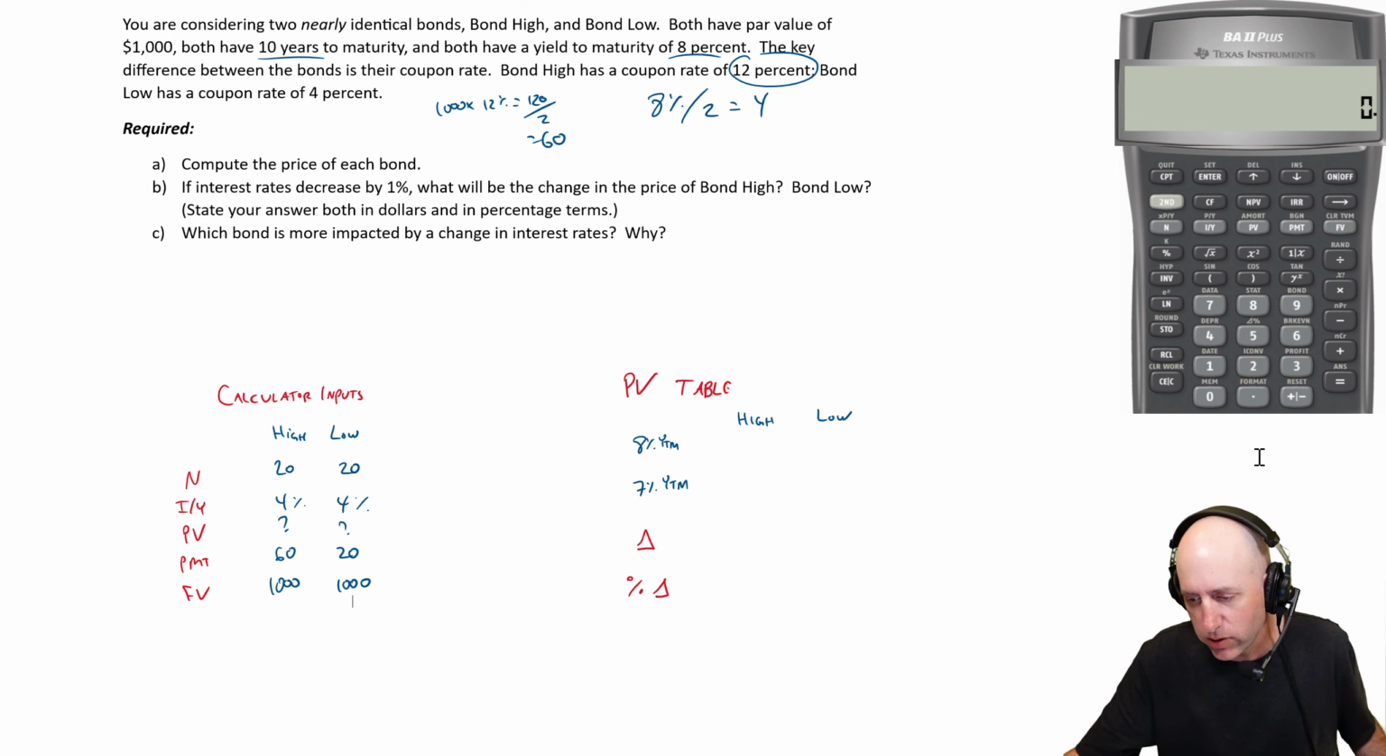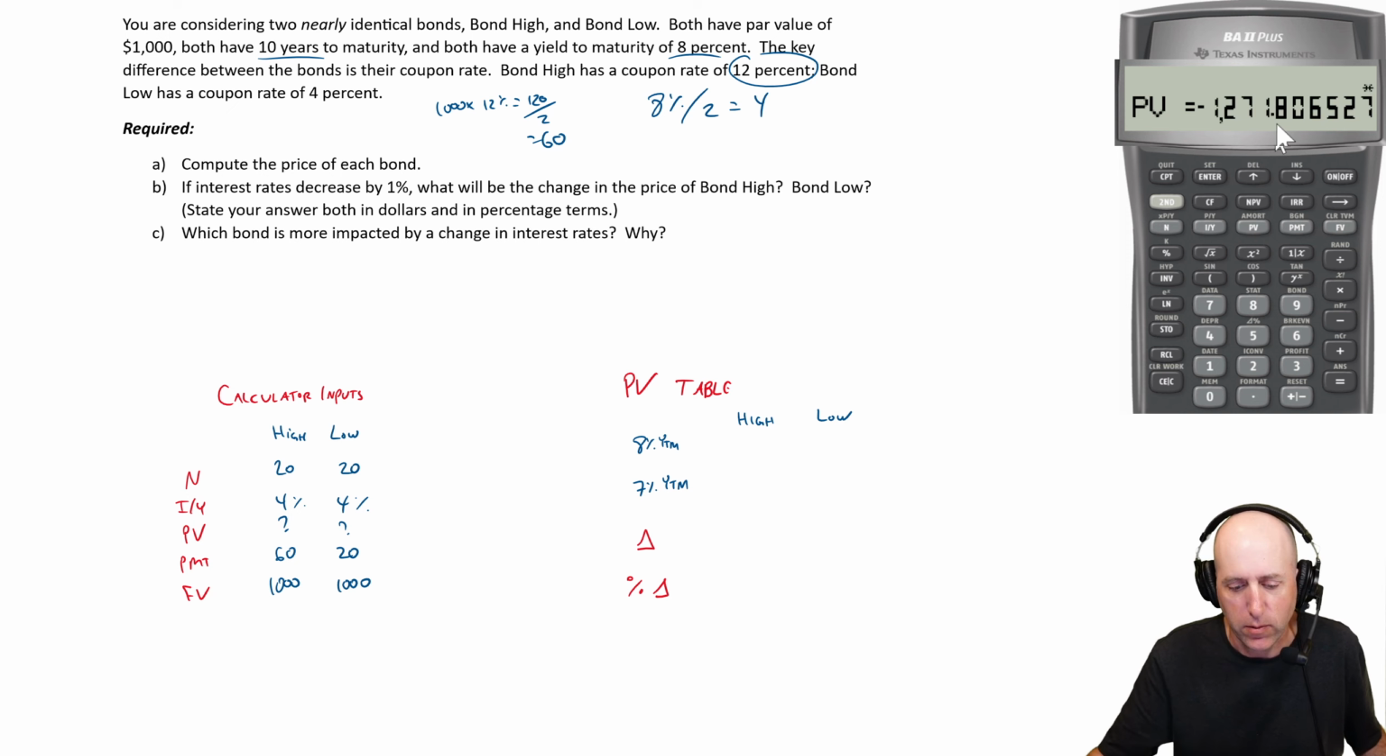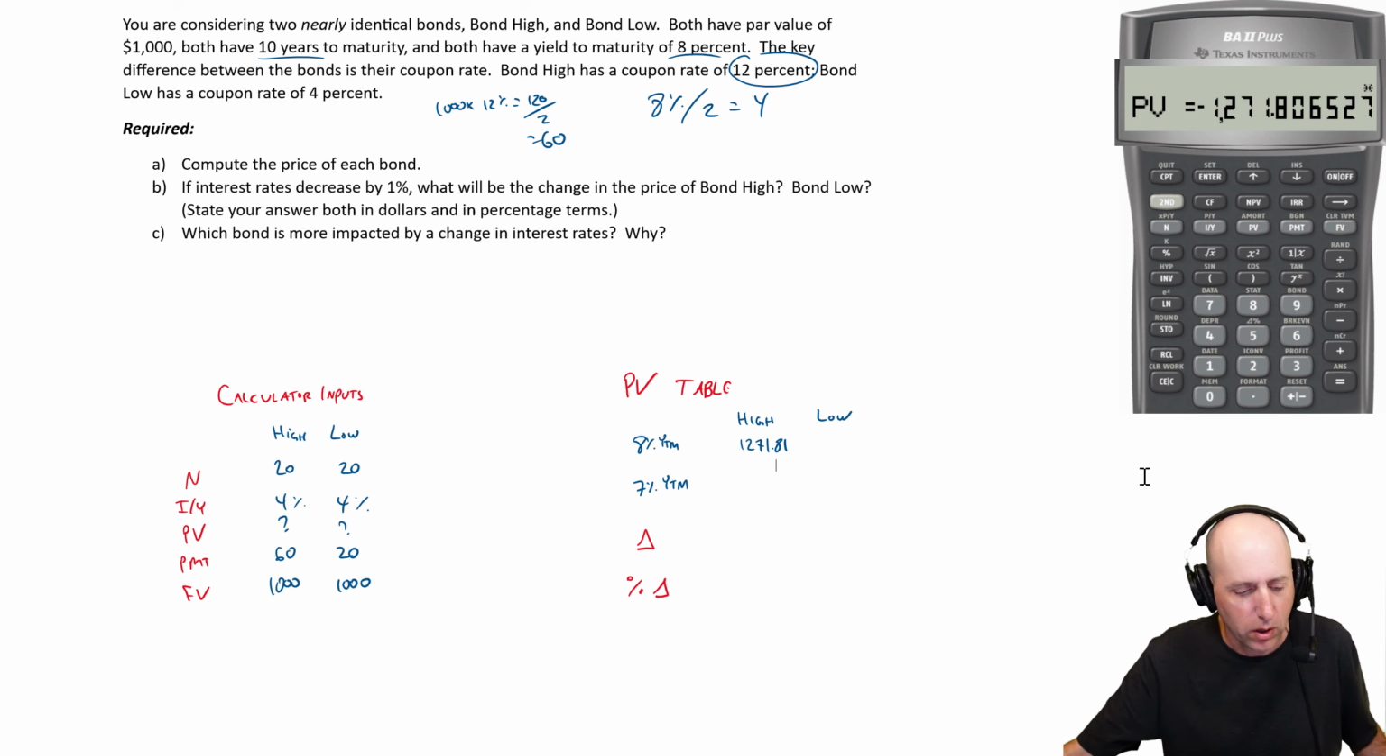Let's do high first, and again, we'll use the financial calculator. Clearing my memory. 20 goes in as N. 4 goes in as IY. PV, we don't know. 60 goes in as PMT. 1,000 goes in as FV. And we compute the PV. We get 1271.81. And this is at 8%.